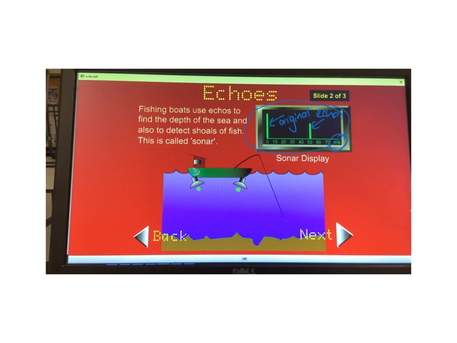And from that, what we could do is find out the distance from the fishing boat to the bottom of the sea, or it can also be used to detect shoals of fish, so groups of fish that are swimming about, and because they're solid objects, they will also reflect the original sound signal. And so therefore the fishing boat could use that to detect how far down the fish are.